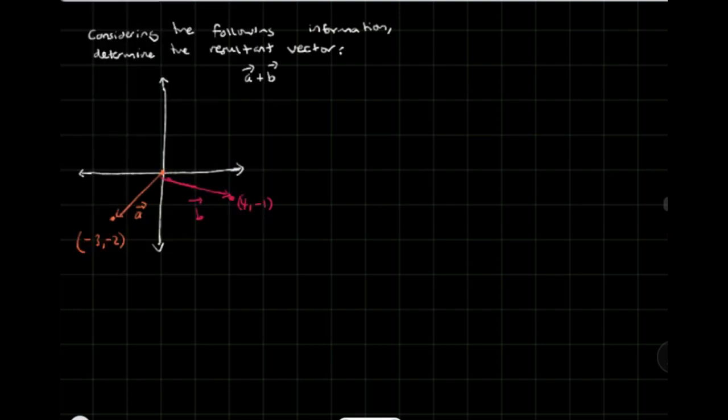Okay, so let's consider the following information. Determine the resultant vector of vector A plus B if A is given as the point -3, -2, and vector B is 4, -1. So the first thing you want to do is let's break down each vector into the sum of its components, right? And in order to do that, I'm going to make the x-axis the reference. Okay, so this is basically Ax.